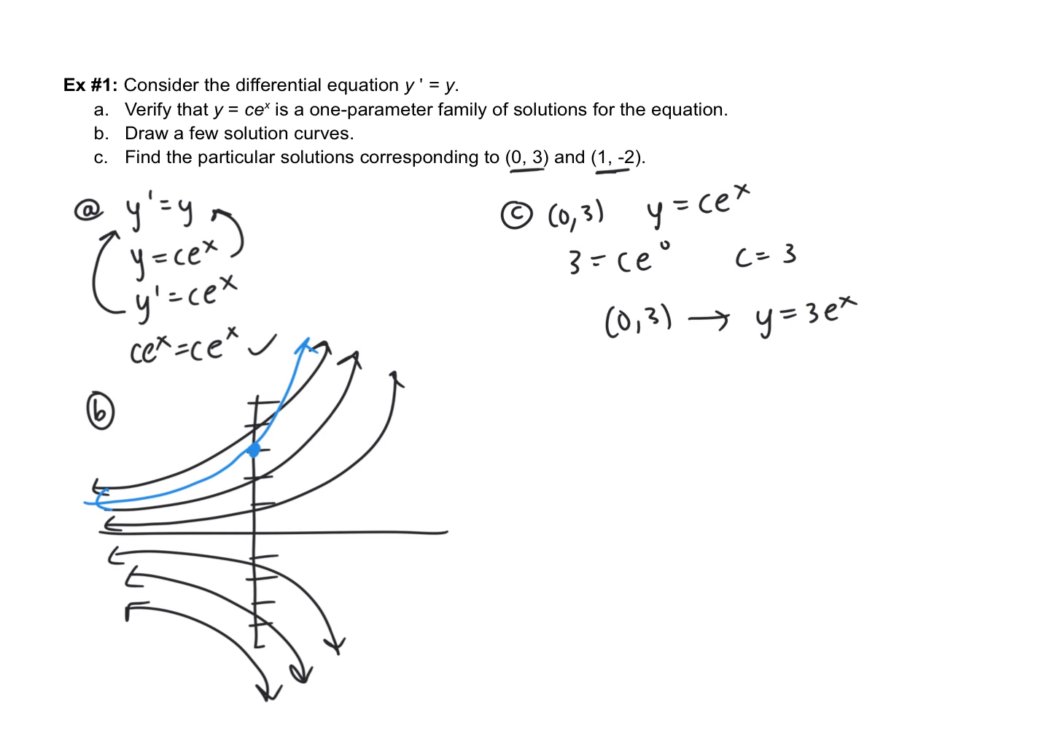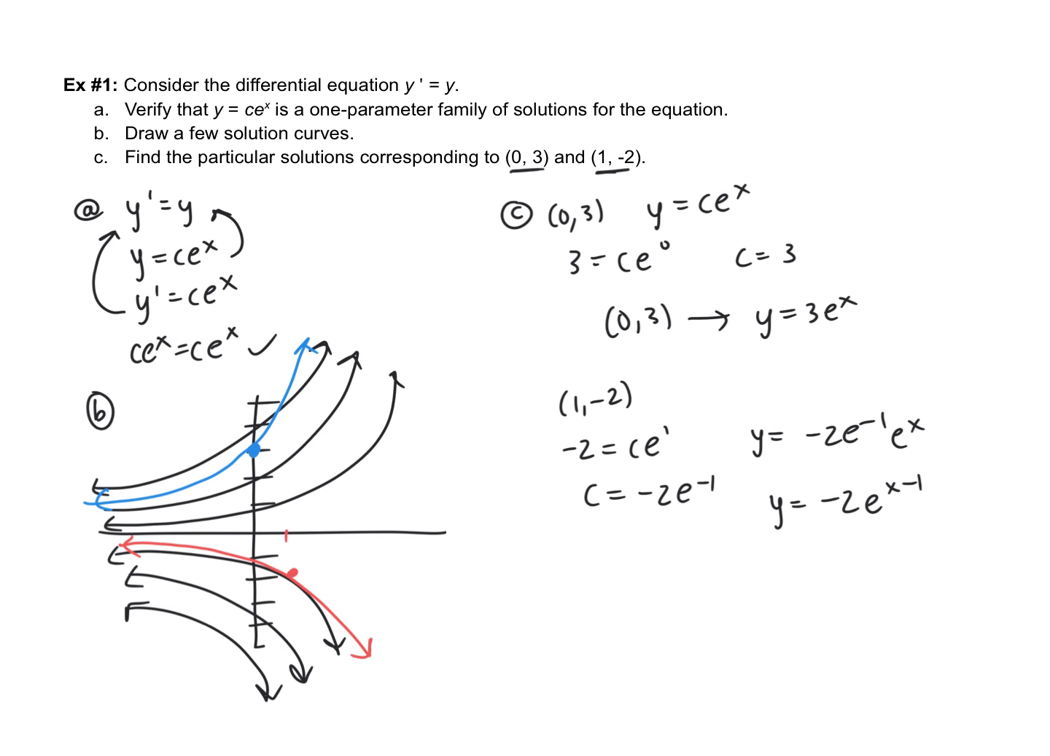So then, on the other hand, if we look at that point 1, negative 2, we get negative 2 is equal to c e to the first. So c then is negative 2 e to the negative 1. So our particular solution then becomes c e to the x. Now, of course, that's not really the nicest way to express that. We instead can write it as negative 2 e to the x minus 1. So that would be the particular solution that goes through 1, negative 2, which I haven't drawn again, but the curve looks something like that.